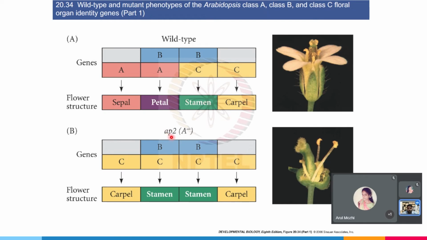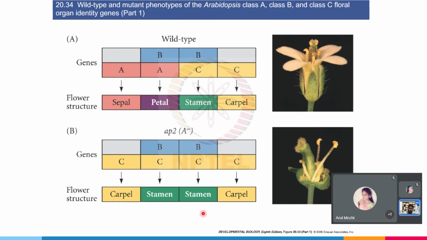So when AP2 or class A genes are knocked out, we have expression of class C throughout all the four whorls. And thus, we have no A here but only C, and C gives rise to carpel, and we have formation of carpel. In the second, similarly, there is no A, only B and C, and B and C give rise to stamen. In the third and the fourth, it remains similar to the wild type.